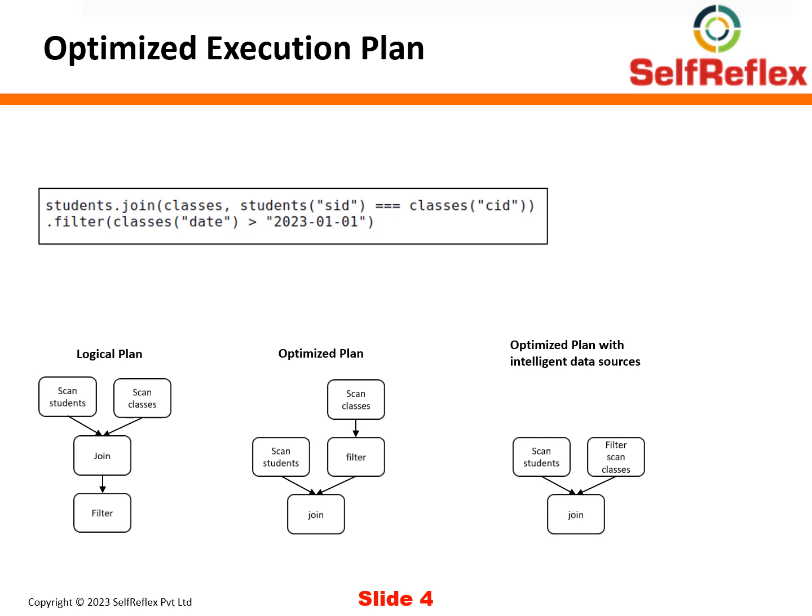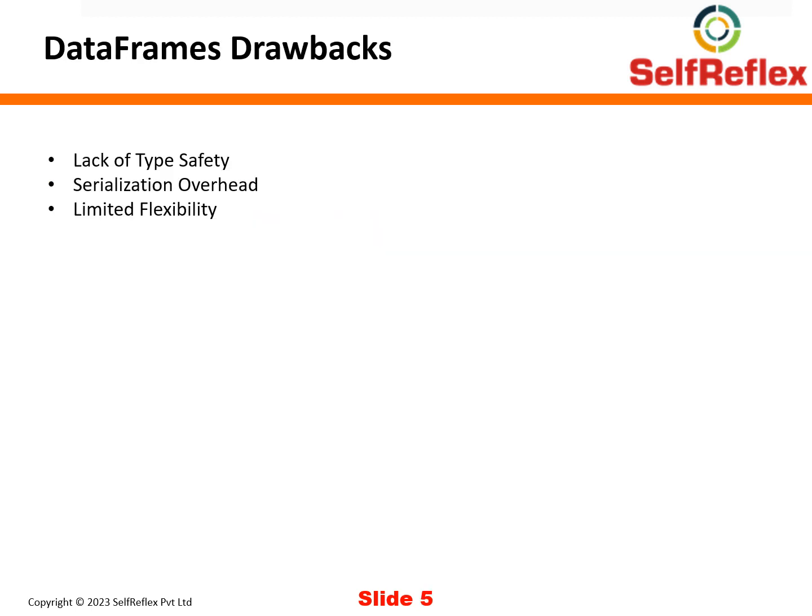So this is how data frames really optimize your query plans, and that is why they are much better than RDDs, because in case of RDDs you don't have any such optimization available. Make sense? Hope so. All right. While data frames in Spark offer numerous advantages, there are also a few drawbacks to consider. I'm sure you should be aware of the drawbacks as well when you start using them.